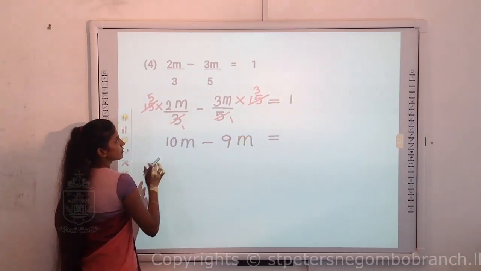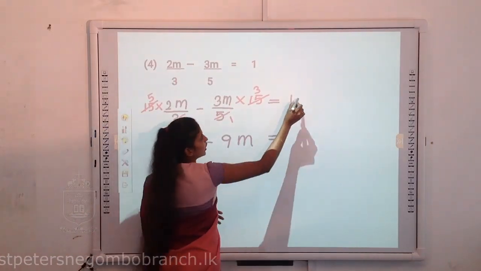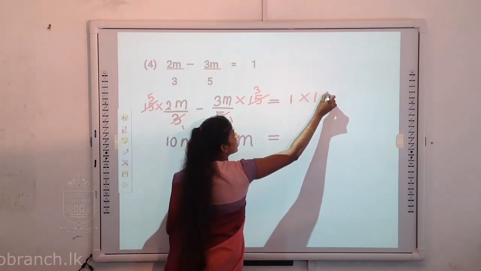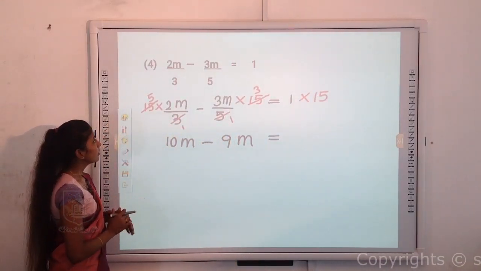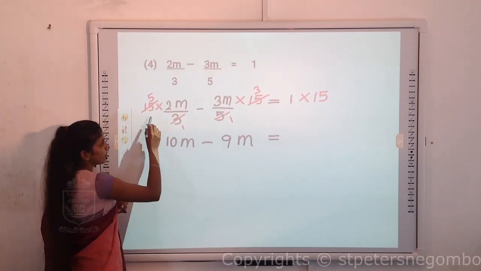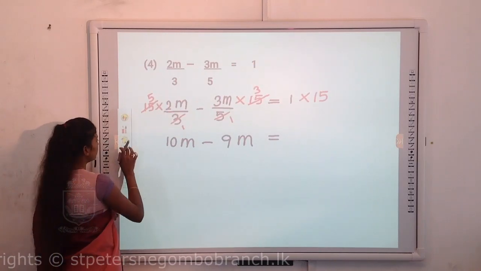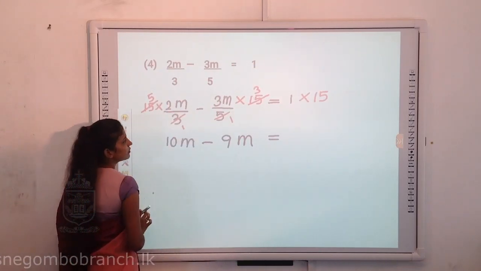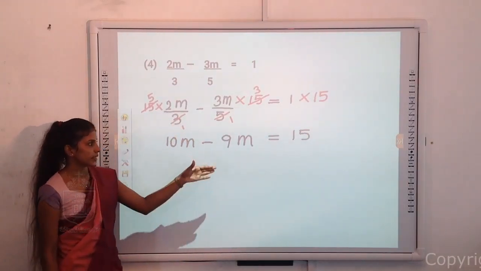So once you are multiplying, all the terms should be multiplied. If you are doing a certain change, all the terms in both sides should be changed. Okay, so plus, multiply by 15, multiply by 15, that should also be multiplied by 15. So what will be the answer here? 1 times 15, 15.